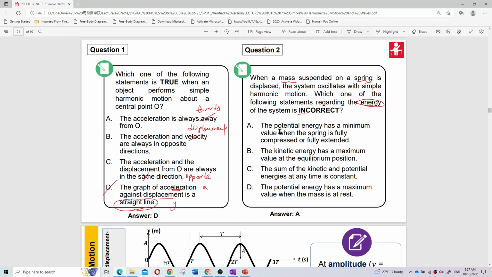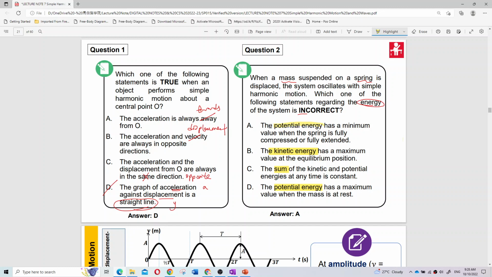Okay, so first of all, it's very hard. So many words. So I like to use highlight to help me. Potential energy, kinetic energy, and this is the sum of energy. This is the potential energy. So it's helping me.